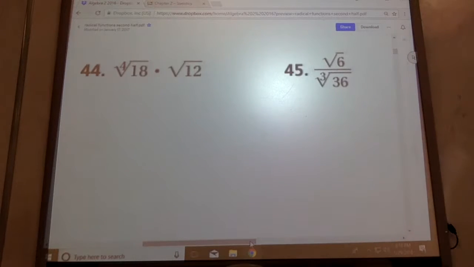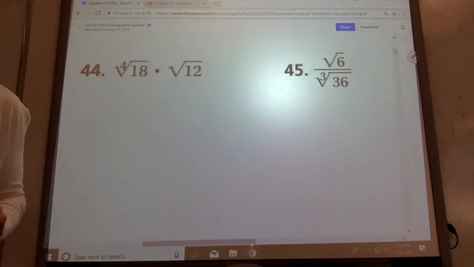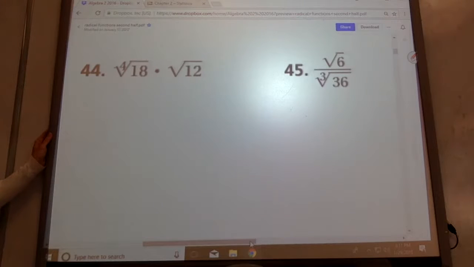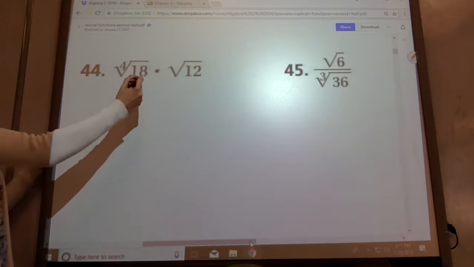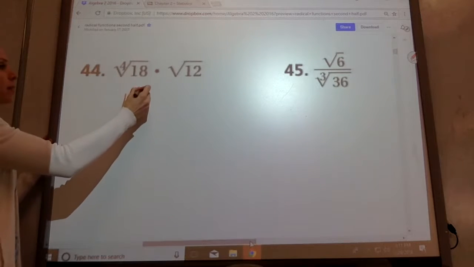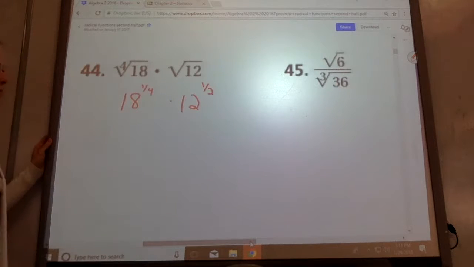Problem of the day. Who can figure it out? How am I going to do this? Do I have same base or same index? No. How am I going to solve that? You could simplify the first one, or both of them if you wanted. Multiply. Okay, so this would be to the 1/4, and this would be to the 1/2. Now what?